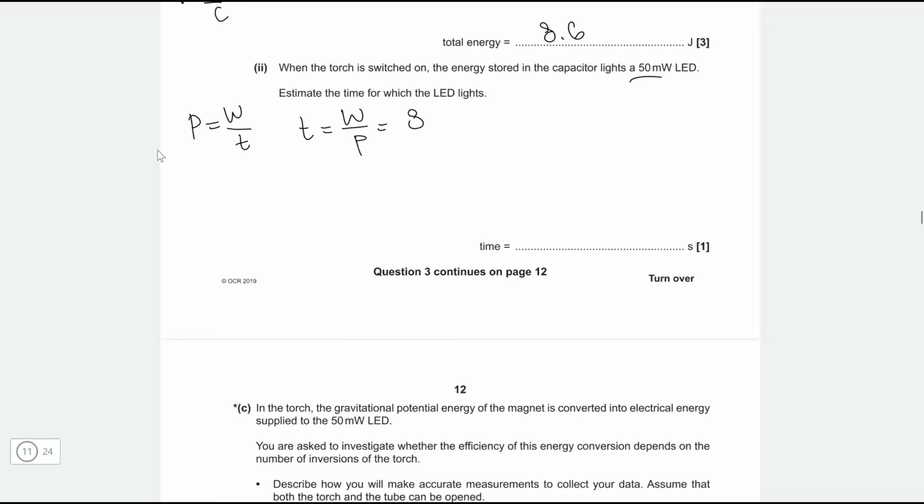So it's going to be 8.6 joules, excuse me, divided by 50. Let's not forget the prefix, times 10 to the power of minus 3, which is equal to 172. Up to 2 significant figures, let's write that down as 170 seconds.